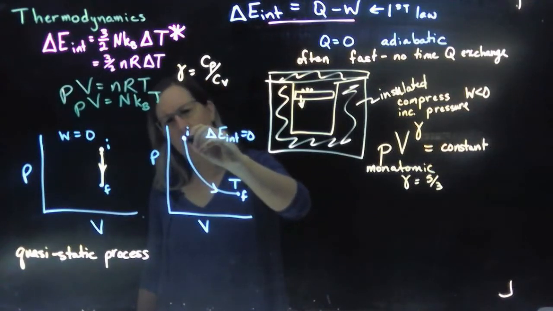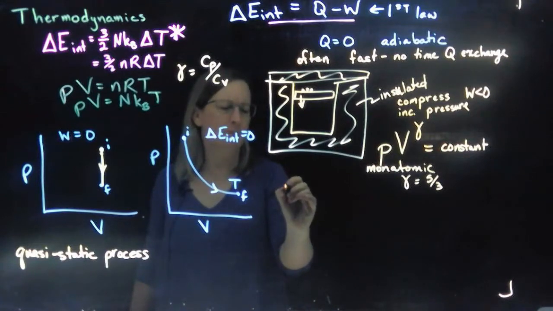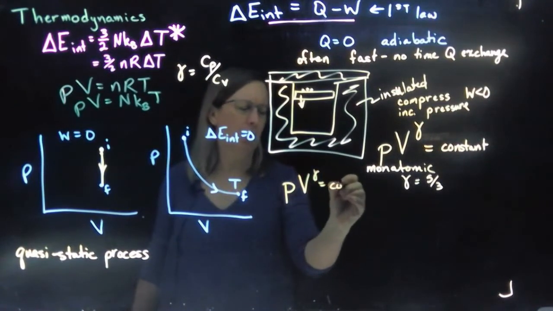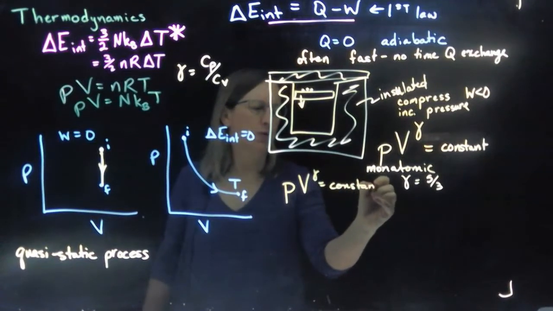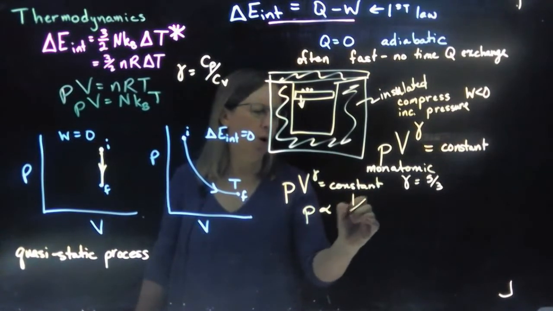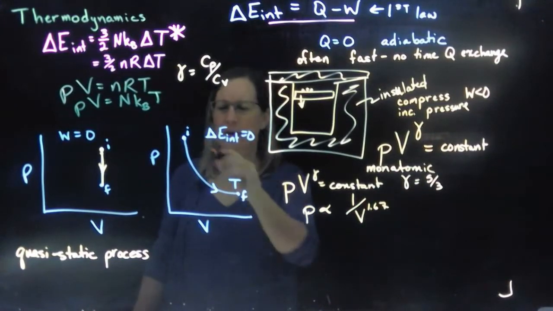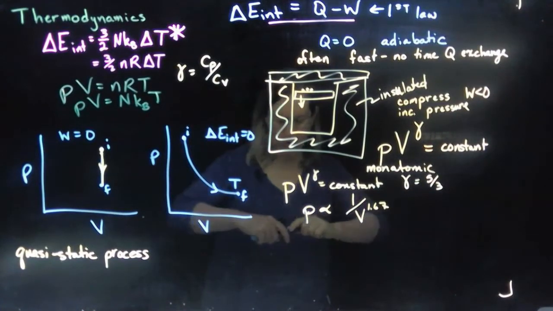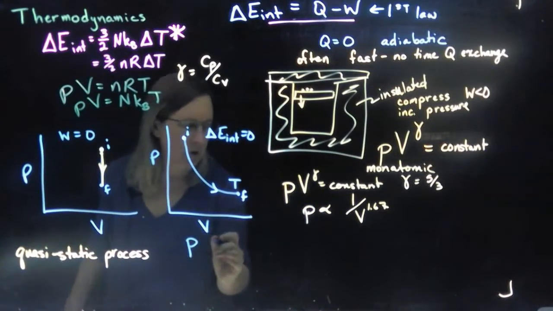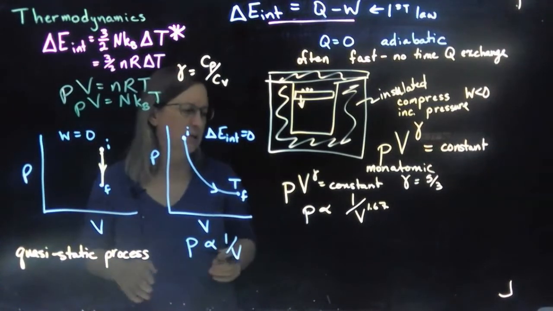If we start here and we do an adiabatic process, then we get PV to the gamma equals some constant, right? So if I plot that, that would be P is proportional to 1 over V to say 1.67. This plot right here is a plot of pressure proportional to 1 over V because it's coming right out of this expression.